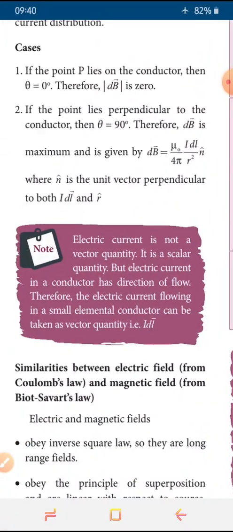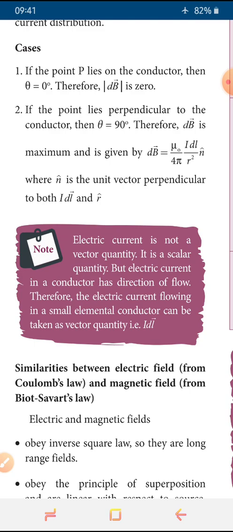We'll see what is given in this note. Electric current is not a vector quantity, it is a scalar, that we know. This one we studied in second unit itself. But this current in a conductor has a direction of flow. Therefore, electric current flowing in a small element conductor can be taken as vector quantity.